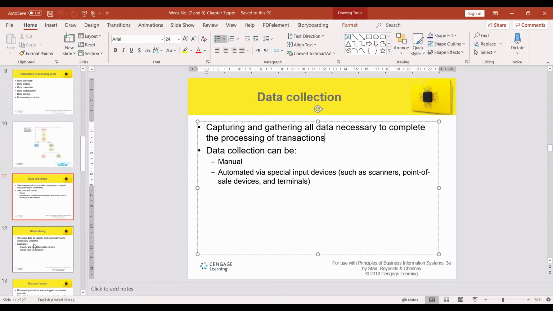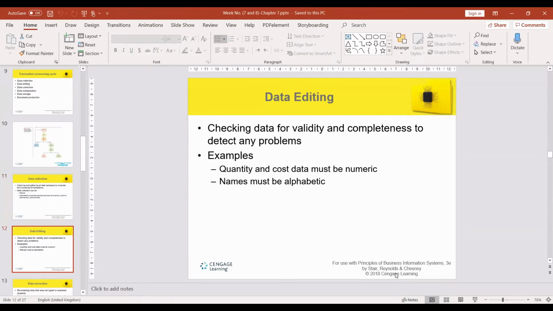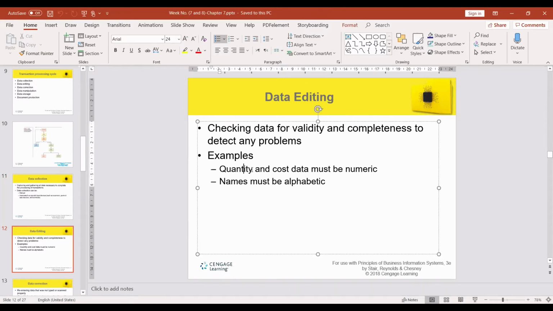Okay. Next is data editing, which is checking data for validity and completeness to detect any problem. For example, quantity and cost data must be numeric, names must be alphabetic. So this is the validity of the data. You cannot give a name like a number. 2, 3, 4 is not a name. And quantity must be numeric, some value. You cannot give alphabet there.